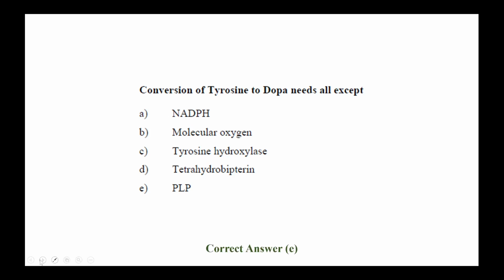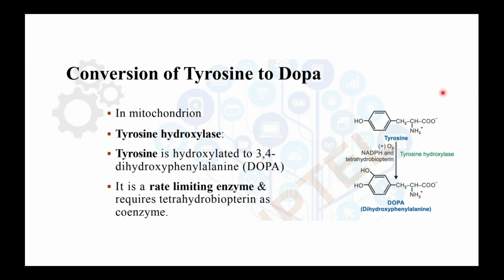So the conversion of tyrosine to DOPA is done by the enzyme tyrosine hydroxylase, and it has the cofactor tetrahydrobiopterin. It's similar to the reaction of phenylalanine hydroxylase, where phenylalanine was converted to tyrosine. There also the same reaction was happening, right? That also required molecular oxygen, NADPH, and tetrahydrobiopterin. Similarly, in this reaction also. So this reaction is very similar to that reaction.